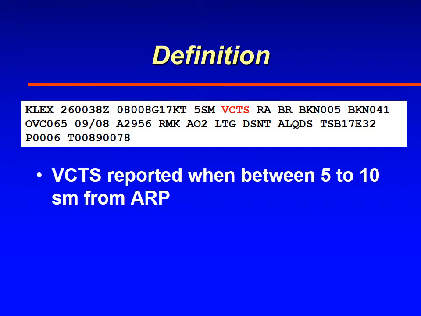If thunderstorms are occurring between 5 to 10 miles from the airport, not right at the airport, but around its periphery, then they'll put VCTS to indicate thunderstorms are in the vicinity.